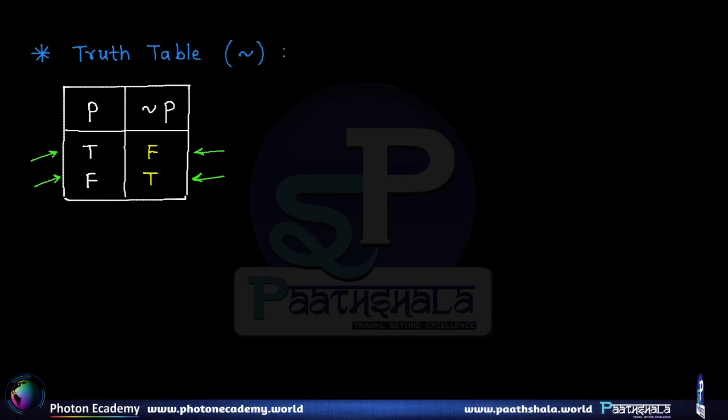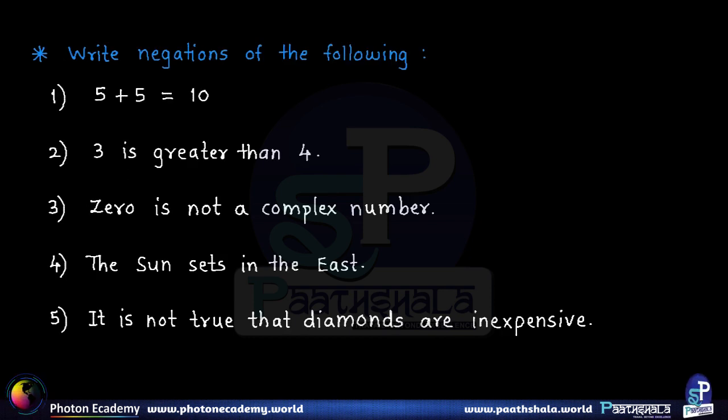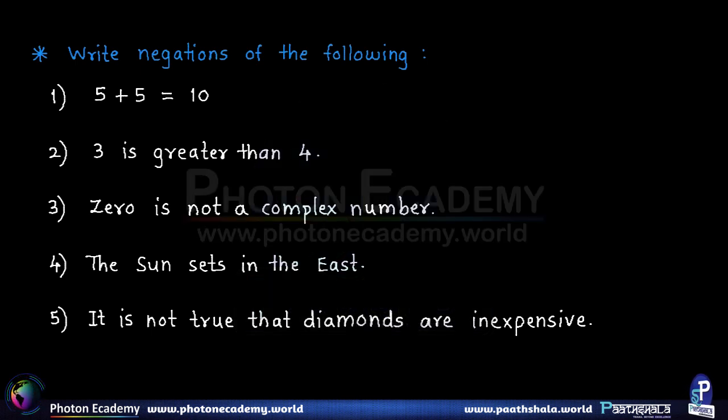Let's go ahead and practice the question based on negation. We have to write the negations of the following statements. First one says 5 plus 5 equal to 10. To negate this, we will just say that 5 plus 5 is not equal to 10. Then next is 3 is greater than 4. Now there are two ways to write the negation of this.